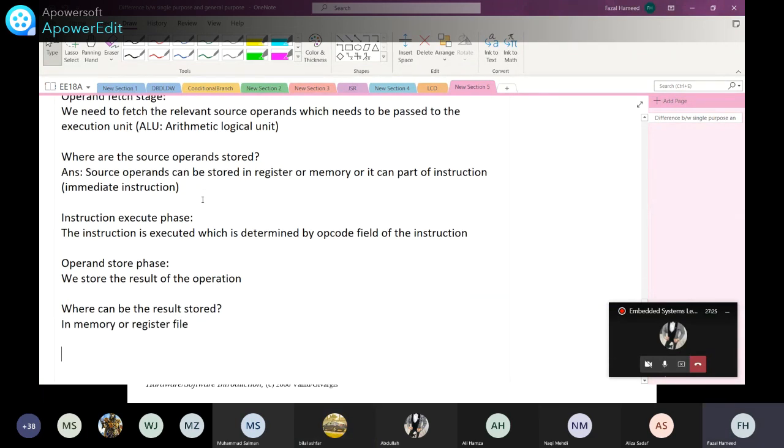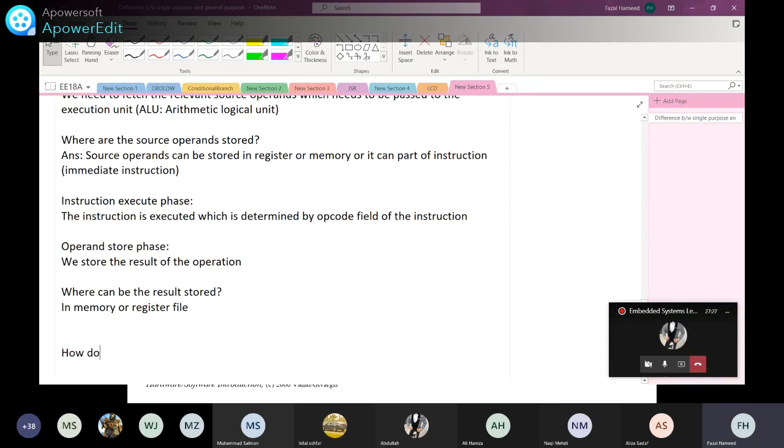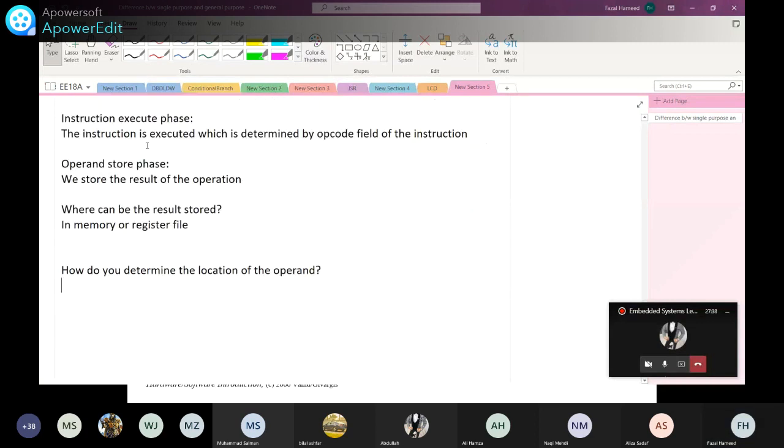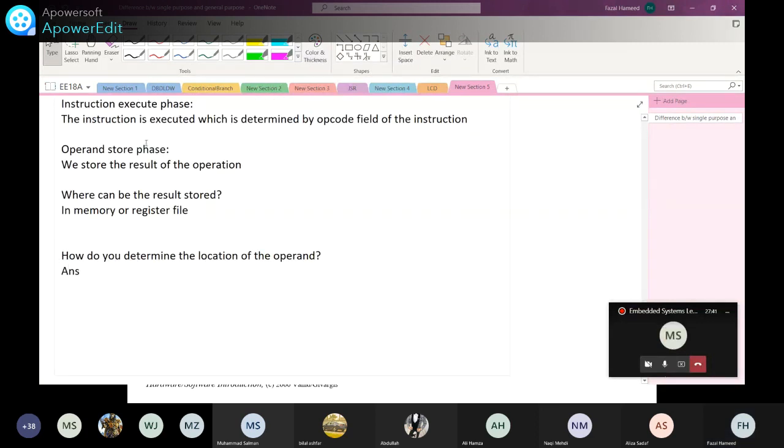And how do you determine the location of the operand? By addressing mode, the topic you studied. Yes, by addressing mode location. Okay, so now there are different phases of the instruction.